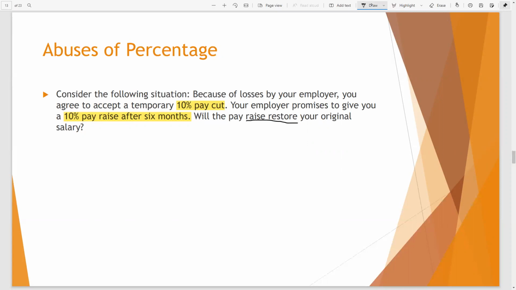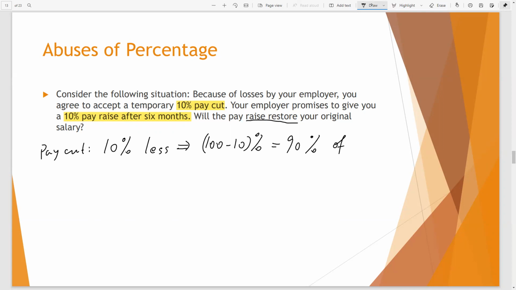The first pay cut, that is what? A 10% pay cut. That's 10% less, which means we have less than the original amount. So 100 minus 10 is 90% of the original salary. That makes sense, right? When you have a 10% pay cut, that's 90% of the original salary.